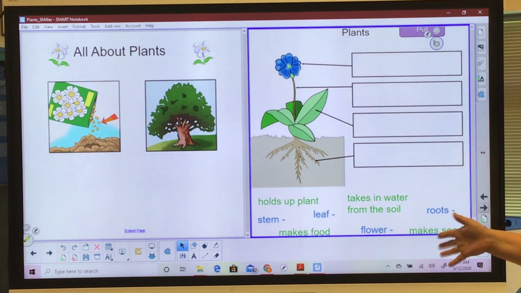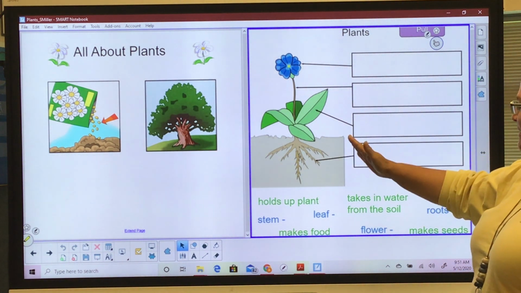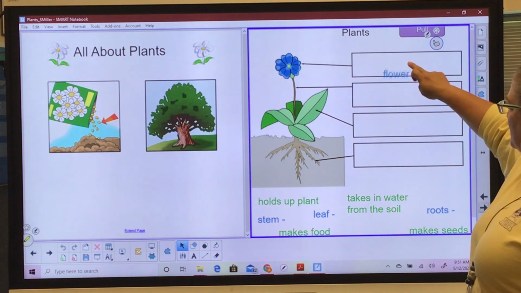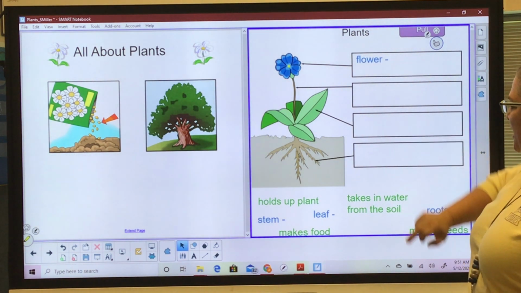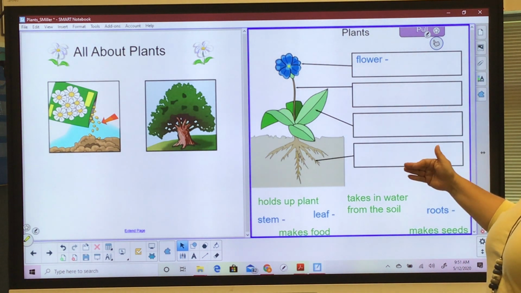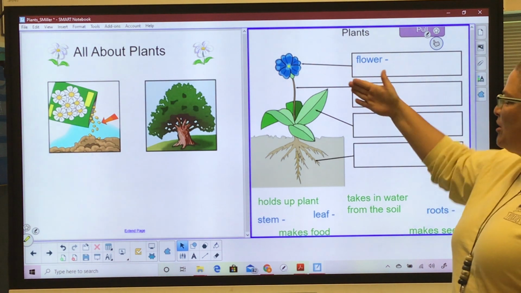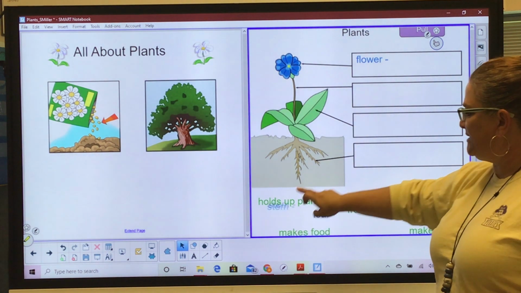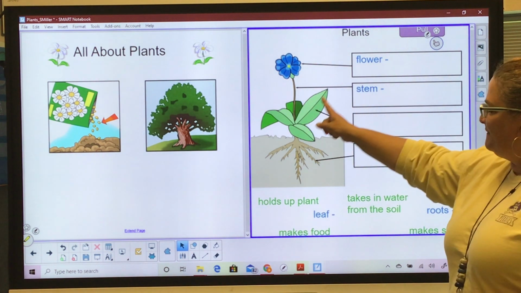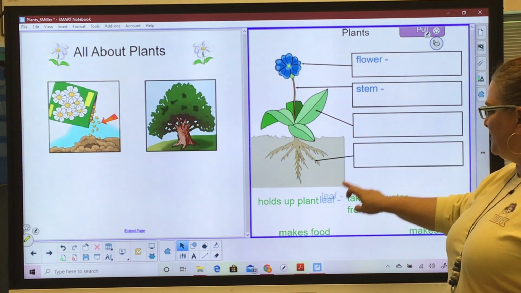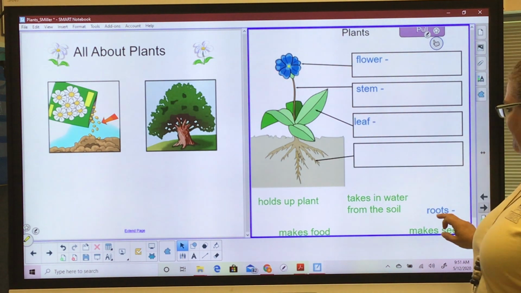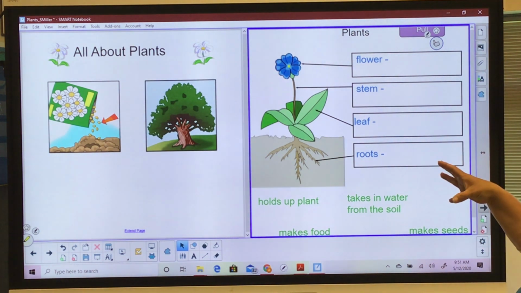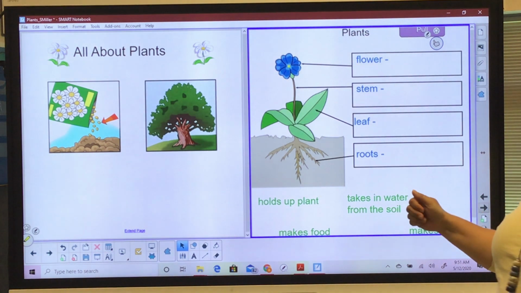All right, so again, parts of the flower are parts of the plant, and you're going to put the word here and then the definition beside it. So let's go ahead and put the words or the parts of the plants. We have the flower, and then we said this was the stem, and then the leaf, and finally the roots. Okay, and then we're going to match the definition to go with each word.